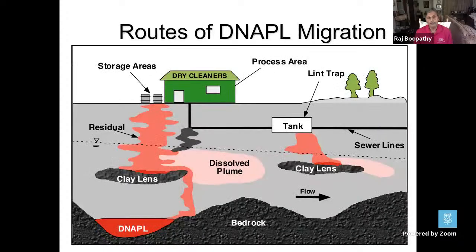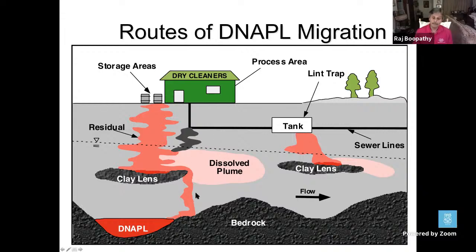So here's a typical example of the DNAPL TCE. Most of the time it comes from dry cleaners and also electronic manufacturing factories, because they use TCE to degrease the circuit boards, and also aircraft manufacturing and car factories. Wherever circuit boards are used, they use TCE to degrease those parts. So those end up in the groundwater.